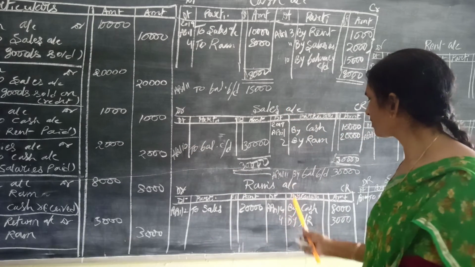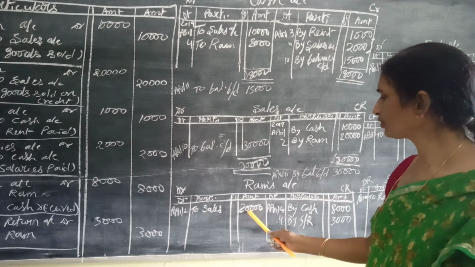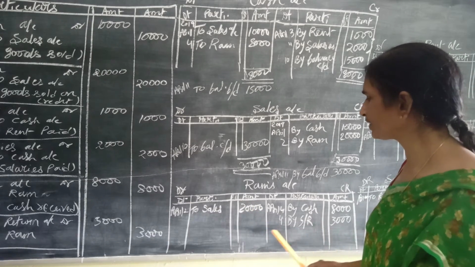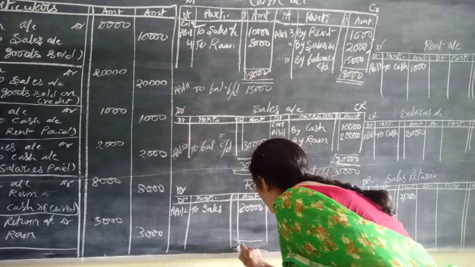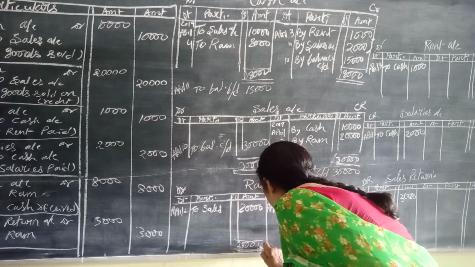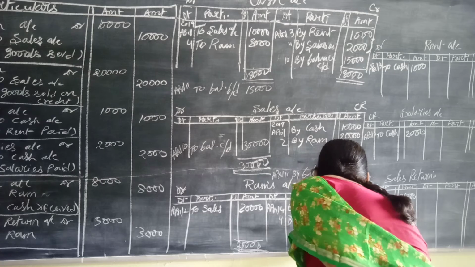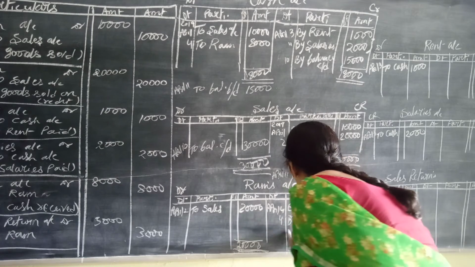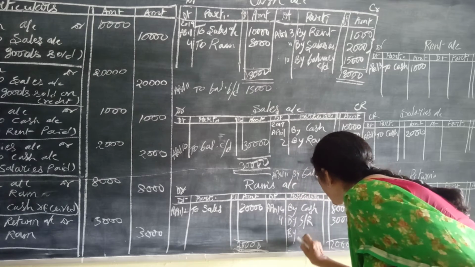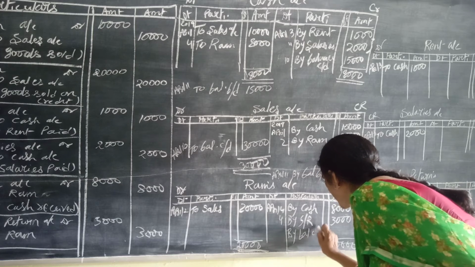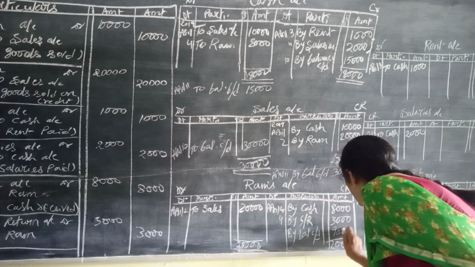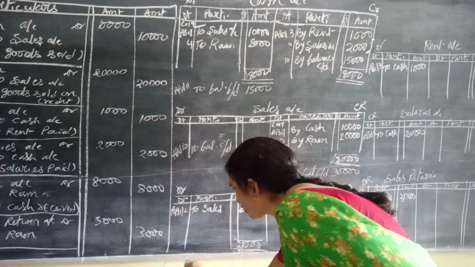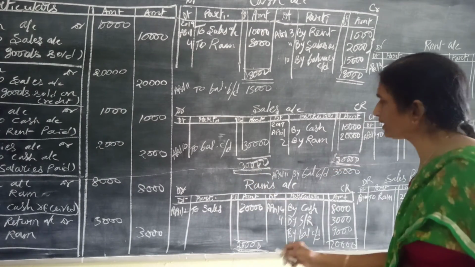Now come to Ram's account. The highest total is 20,000 on this side and 11,000 on this side. Write the highest total, 20,000, on both sides, and on the side with the lesser amount write balance carried down. The difference of these two is 9,000. Then go to the lower side and write balance brought down.